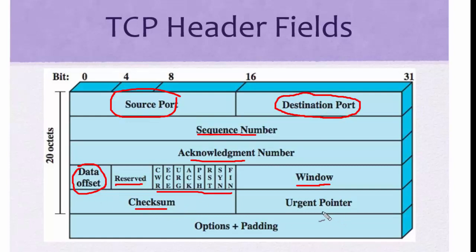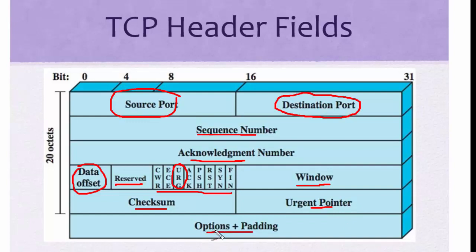So what is this urgent pointer? The urgent pointer is 16-bit and is used when the urgent bit has been set. The urgent pointer is used to indicate where the urgent data ends. So basically it will tell you from where the urgent data starts and at which point the urgent data ends.